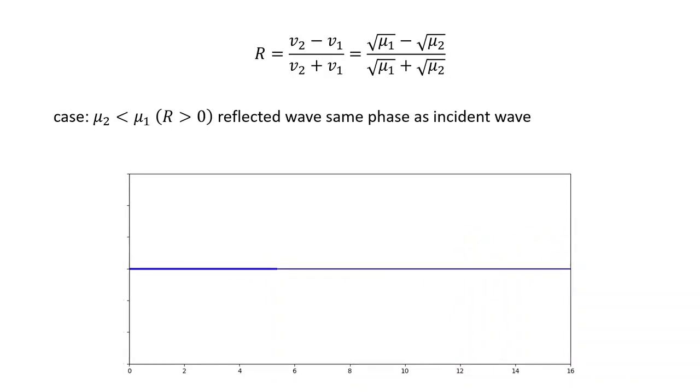Okay, now the other way around. Now mu2 is less than mu1, so now our R is positive. So now A subscript R and A subscript I have got the same sign. So the reflected and incident wave have the same phase. So when the pulse now reaches the point where it reaches the boundary, then the reflected wave should not go below the line. It should stay on top. So let's see if we see that.